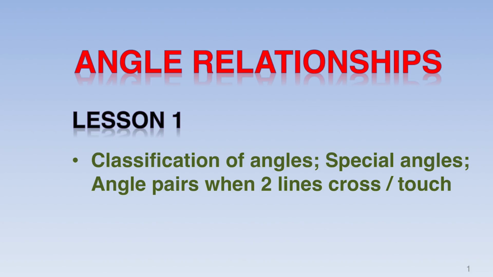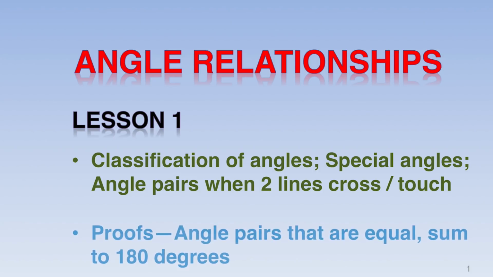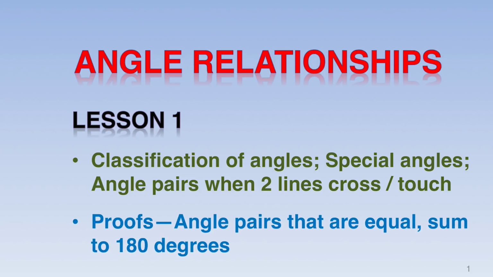But before that we're going to do a review for most of you, and that review is going to cover classification of angles. We're going to spend some time on special angles and look at angle pairs when two lines are crossed or touch, to get us ready for when two lines are crossed by another line. We're also going to do two proofs. We're going to prove that angle pairs that are across from each other are equal, and we're going to prove that the sum of two pairs of angles that are along the same line sum to 180 degrees.